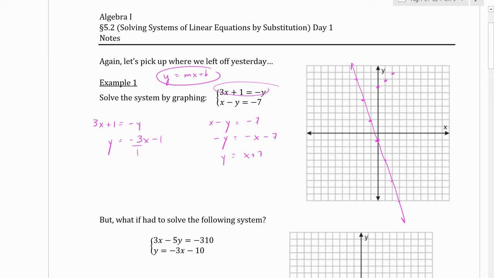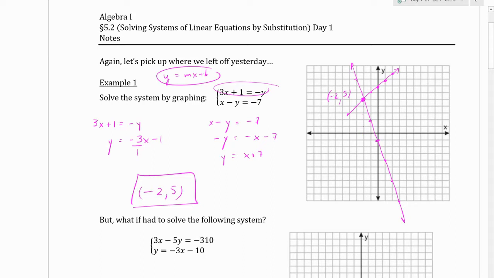I'm running away from the other lines. Let's go the other direction. There's where they intersect. It's at back 2, 1, 2, 3, 4, up 5. So the solution to that system is at negative 2, 5.